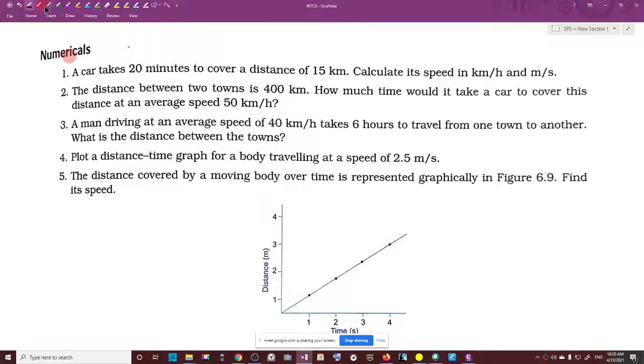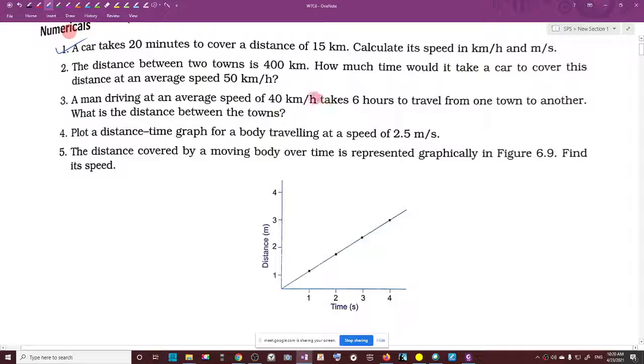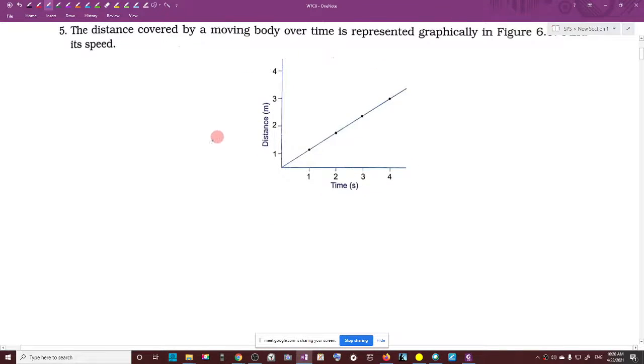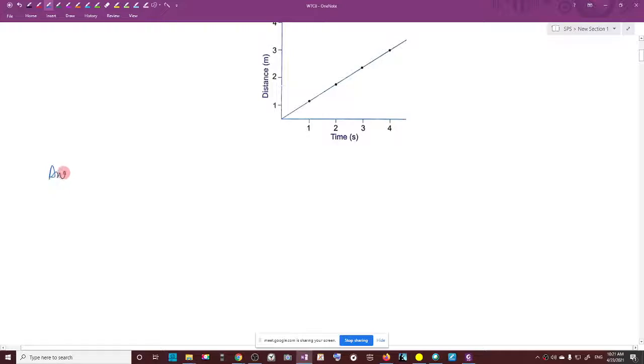The first question says that a car takes 20 minutes to cover a distance of 15 kilometer. Calculate its speed in kilometer per hour and meter per second. We need to find out the speed. Let us do the answer of the first question.